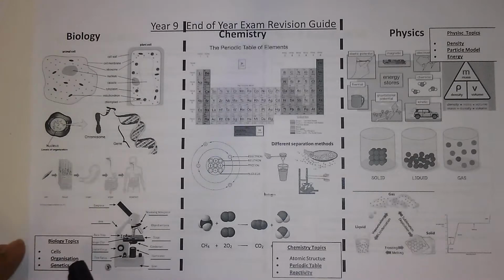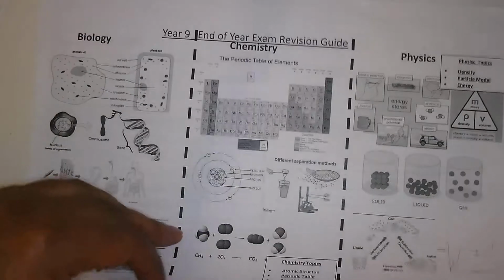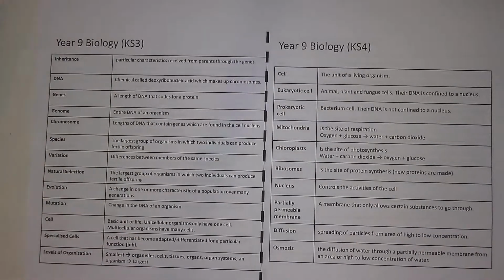Now, on this front page you have the topics which will be examined on your PPEs. So you have the biology topics here, you have the chemistry topics here, and you have your physics topics over here. On the next 3 pages, you have definitions from biology, chemistry, and physics.